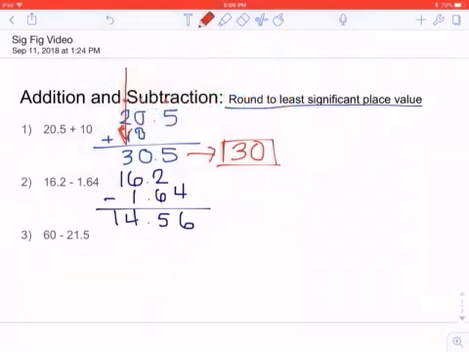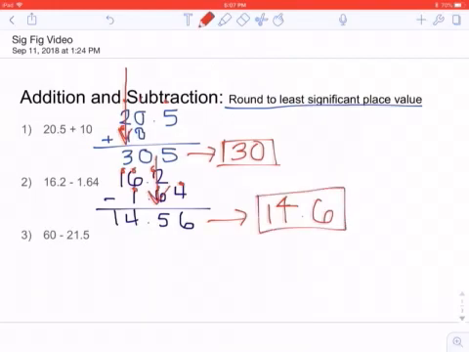Again, I'm going to use a red dot to indicate all numbers that are significant. So these 3 values are significant. These 3 values are significant. So in this case, 16.2 is my least precise number, and it is only precise to the tenths place. So I'm going to round my final answer to the nearest tenth, which will give me 14.6. I'm rounding to the nearest tenth.